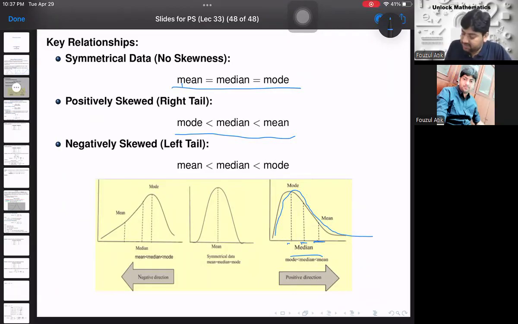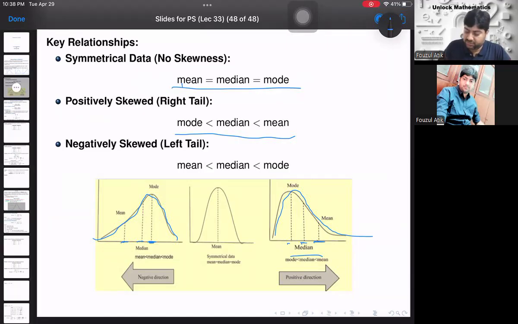And if your mean is less than median, which is less than mode, like in this case, the mode is here, whereas the mean is the smallest one, then the median, and then the mode. In this case, it is negatively skewed. The data has a long tail on the left-hand side.